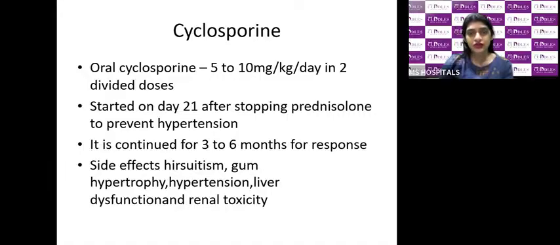Cyclosporin, oral cyclosporin is 5 to 10 mg per kg per day in 2 divided doses, started on day 21 after stopping prednisolone to prevent hypertension. It is continued for 3 to 6 months for response. Side effects include hirsutism, gum hypertrophy, hypertension, liver dysfunction, renal toxicity.